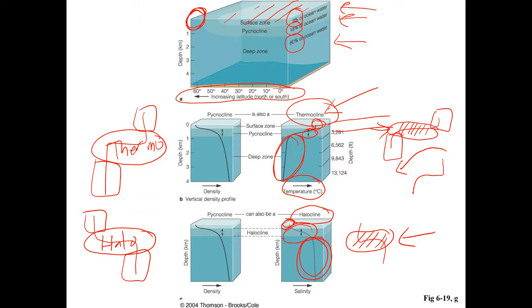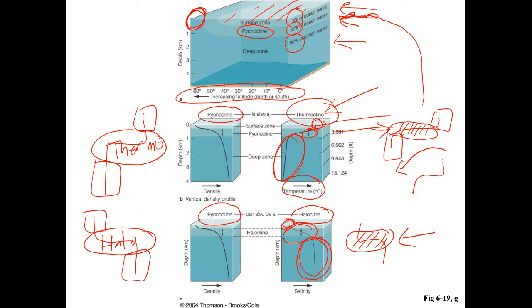Now, hopefully, you're starting to see my point. Go all the way up to here. What do we notice about the middle layer? The middle layer had a really unique name, pycnocline, right? Notice that you see the pycnocline twice here. Pycnocline is a fancy name for density change layer.